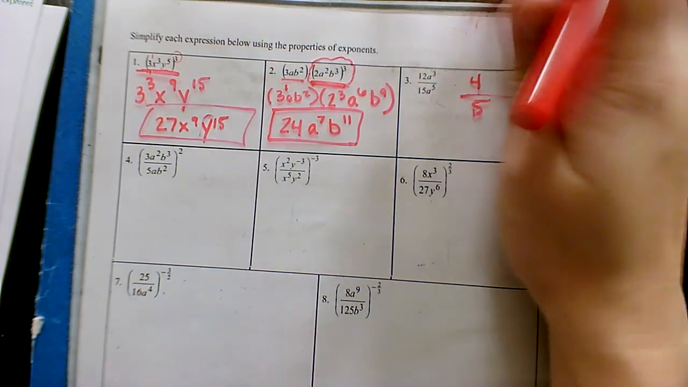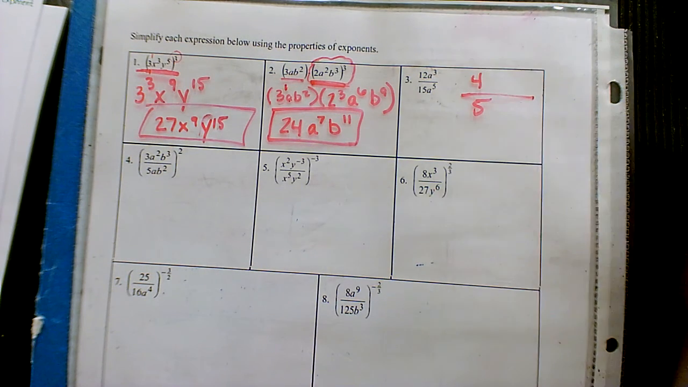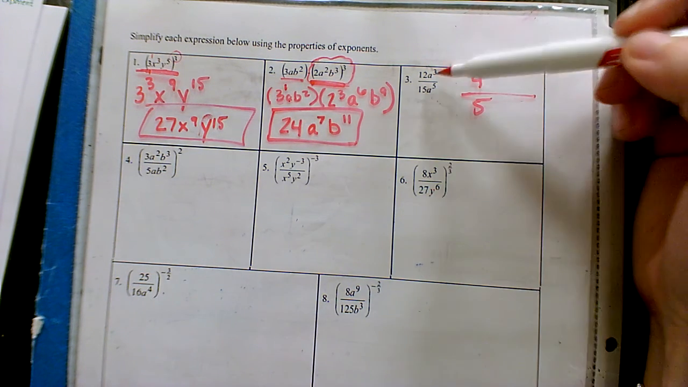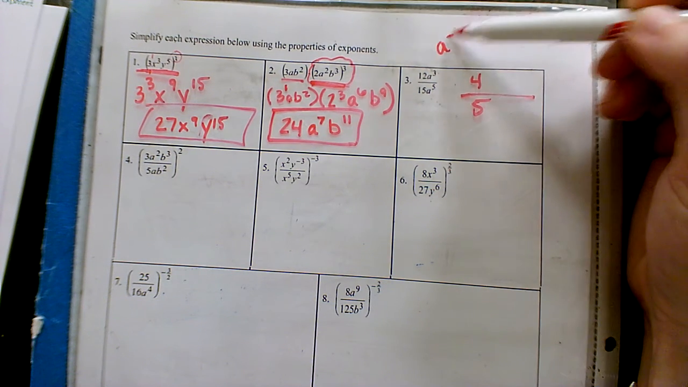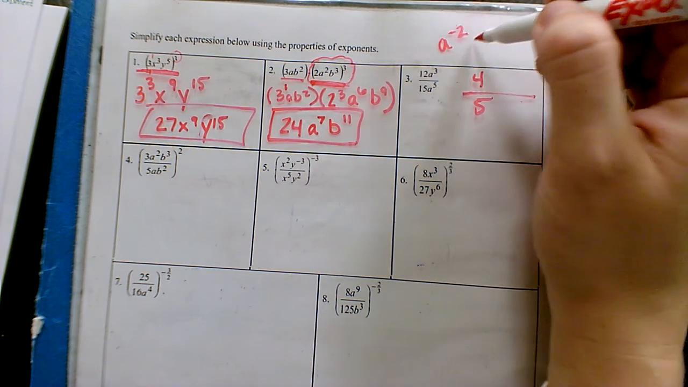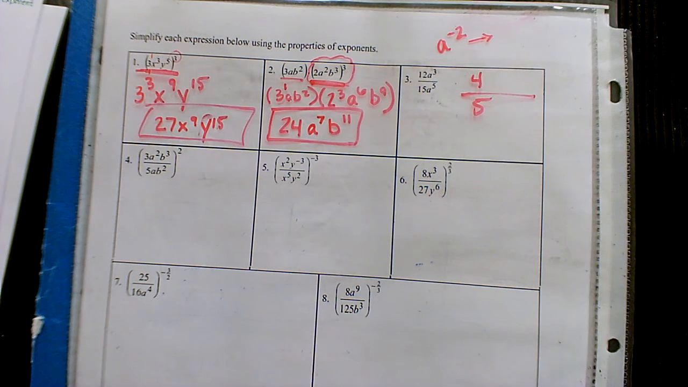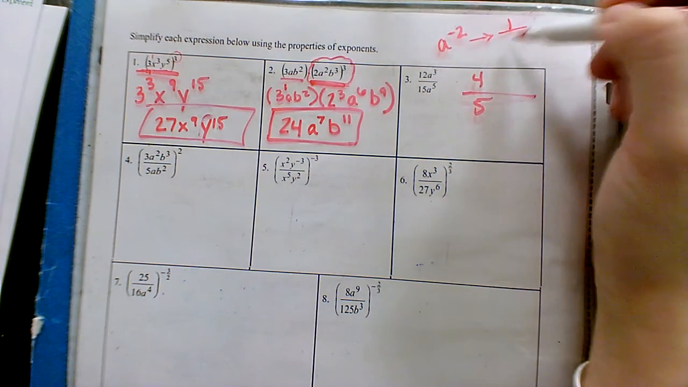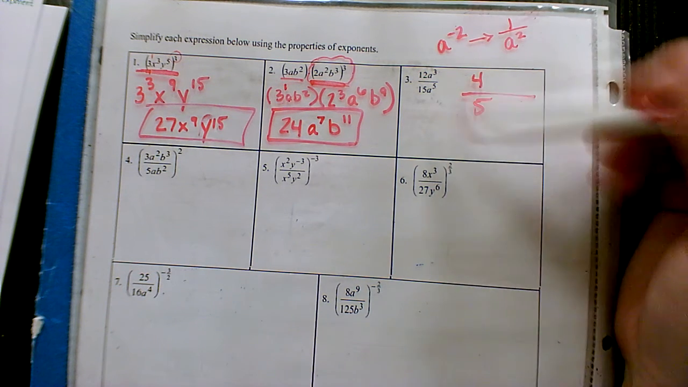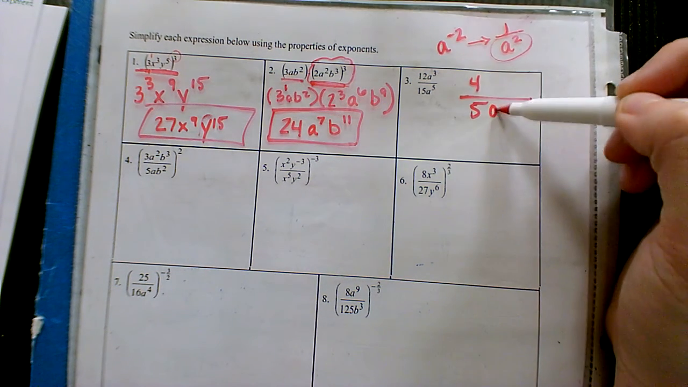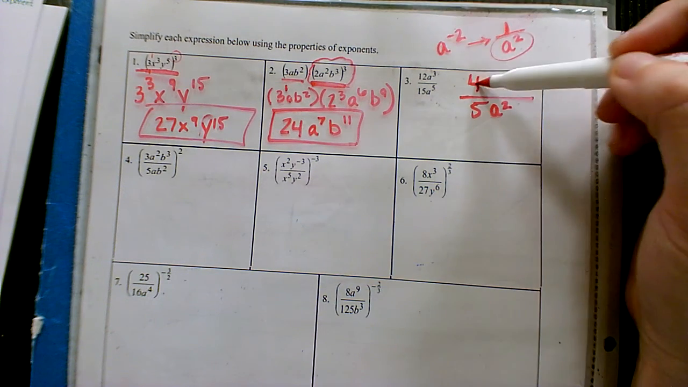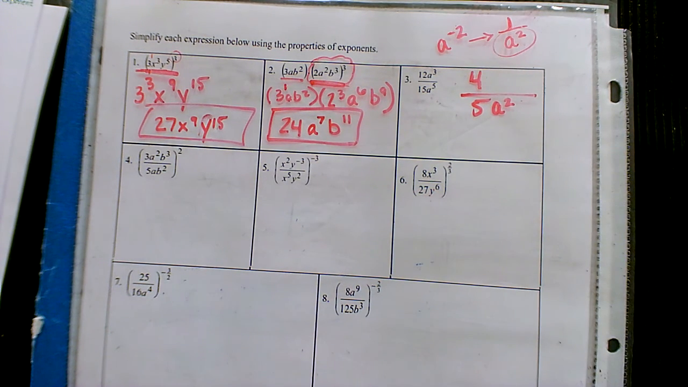Let's think about this. If we are dividing the same base we should be subtracting the powers. So 3 minus 5 would give us a negative 2. But using another property, if we have a negative power, that means we can flip it. So this would be 1 over a squared. So it seems like in our final fraction, we should have an a squared left on the bottom. You don't have to worry about the 1 as a placeholder because we already have a 4 up top in that fraction.